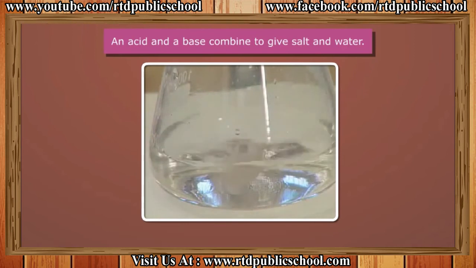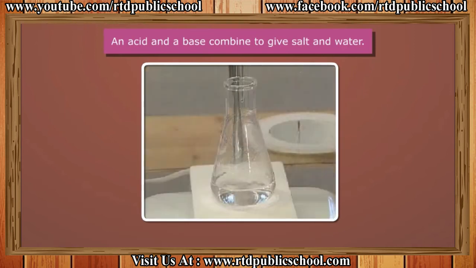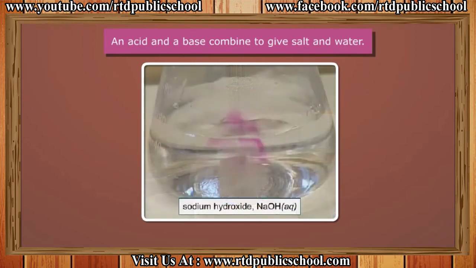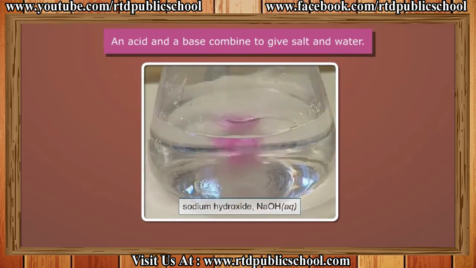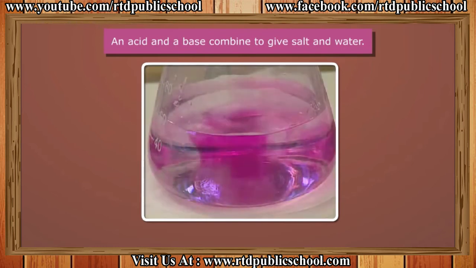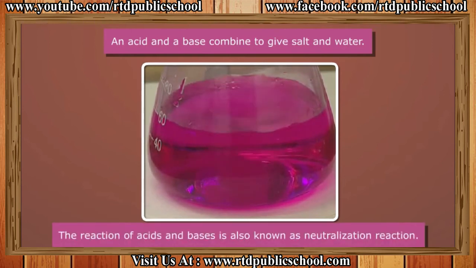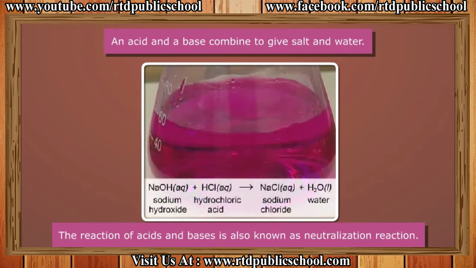Now we add a solution of sodium hydroxide in small portions. At a certain point, the indicator changes color, which means that the acid is completely neutralized by the sodium hydroxide and some excess hydroxide ions are present in the solution. The reaction produces salt, sodium chloride, and water. The reaction of acids and bases is also known as a neutralization reaction.